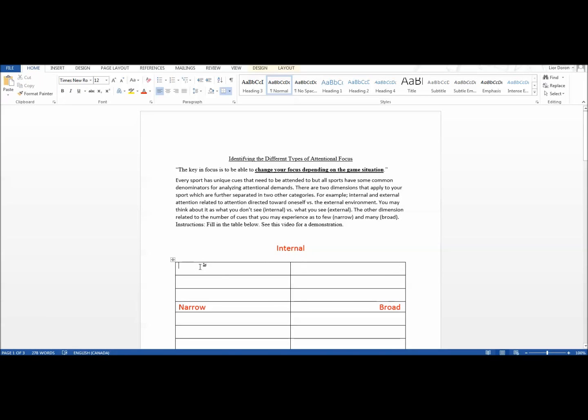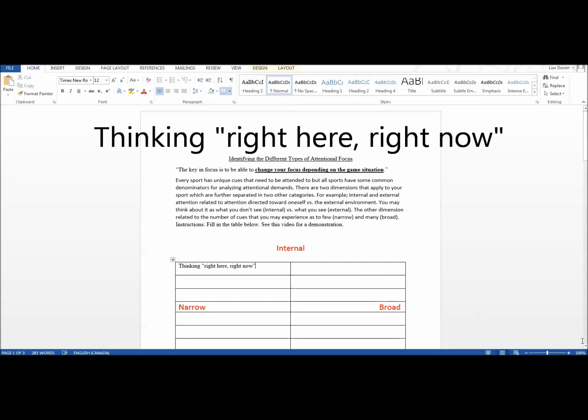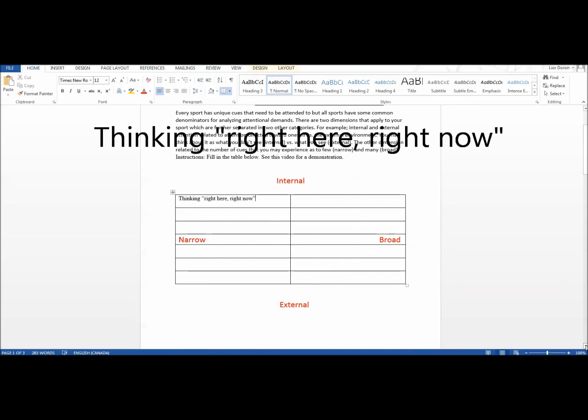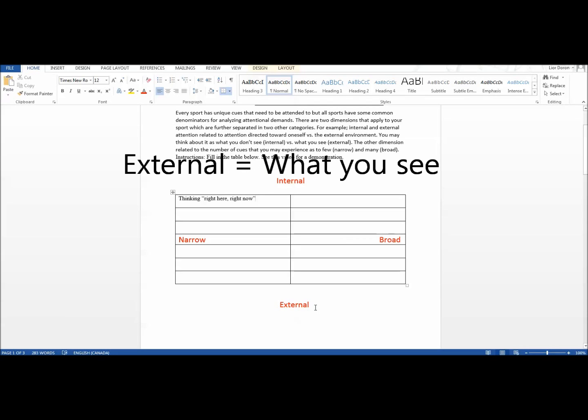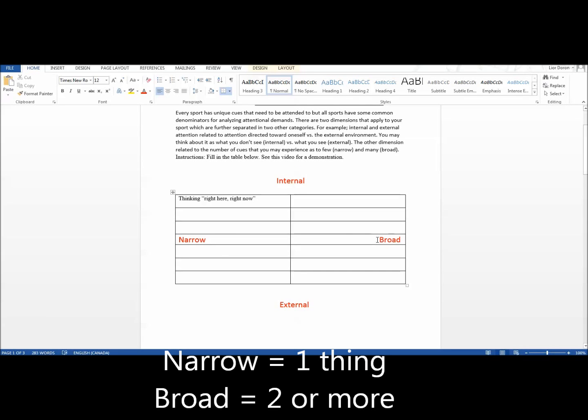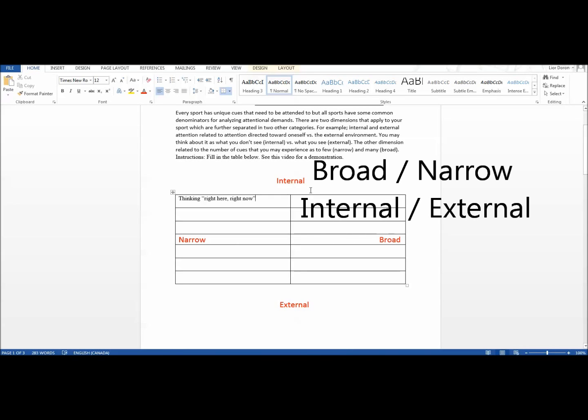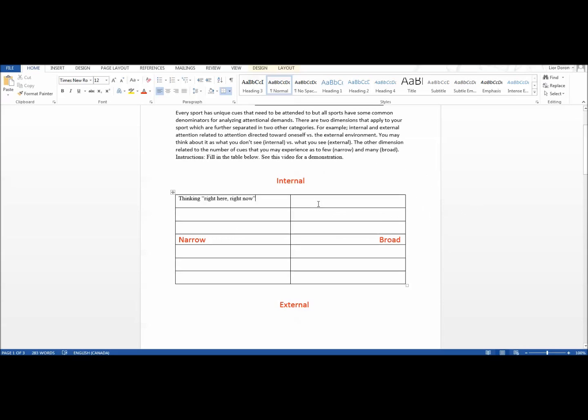Let me take the example of thinking right here, right now. You'll notice focus is divided into internal, things that you think about, and external, things that you see. It can also be divided into narrow, one thing, and broad, two or more. You always talk about narrow or broad first, and then use words like internal and external after. So thinking right here, right now, is a narrow internal focus.